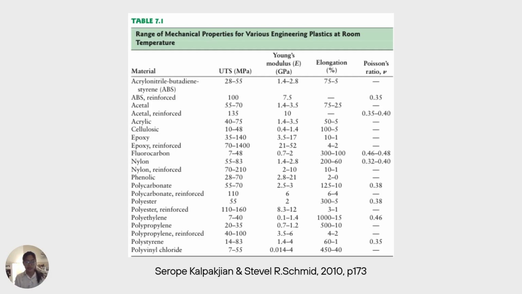For example, ABS has a modulus of about 1.4 to 2.8 GPa, while reinforced epoxies can reach as high as 52 GPa. This again shows how structural reinforcement significantly increases stiffness and load-bearing capacity. The elongation column, the percentage, shows how much a material can stretch before breaking. This indicates ductility or flexibility. Finally, Poisson's ratio on the very right represents the ratio of lateral strain to axial strain. In simpler terms, how much the material contracts in the lateral direction when it's stretched.